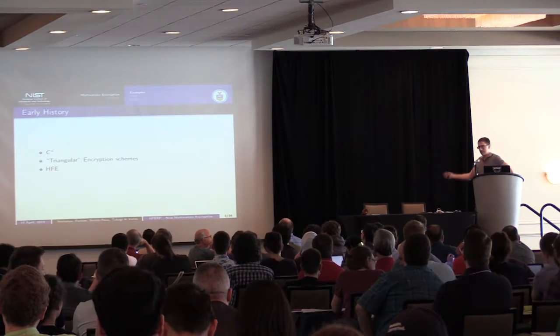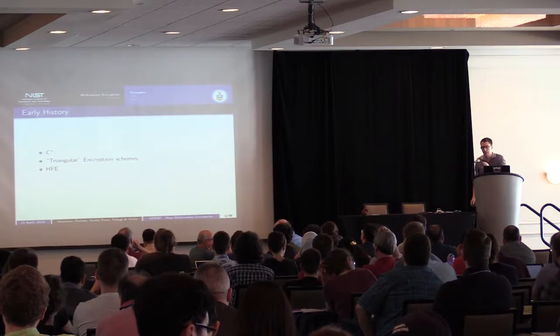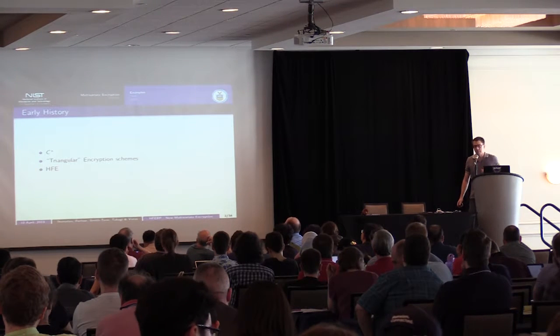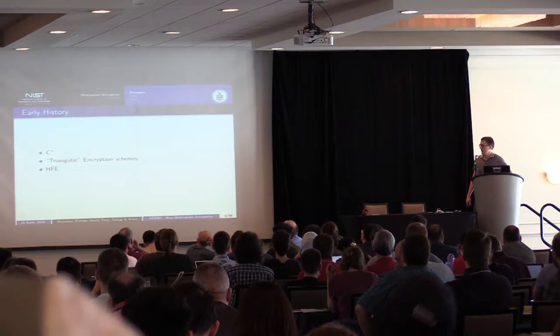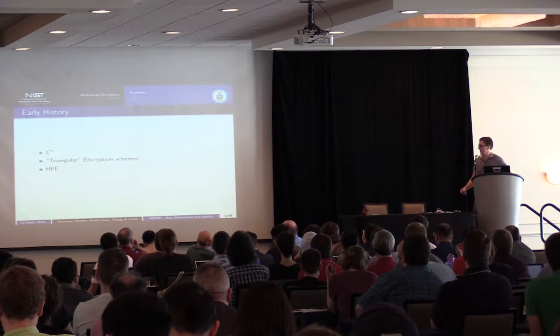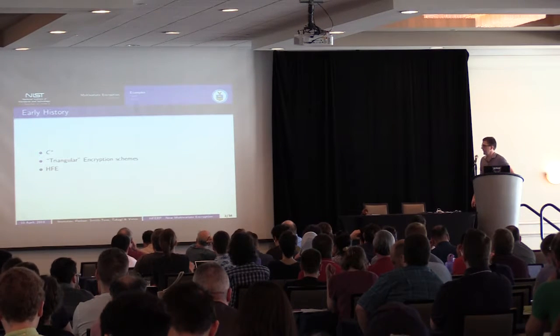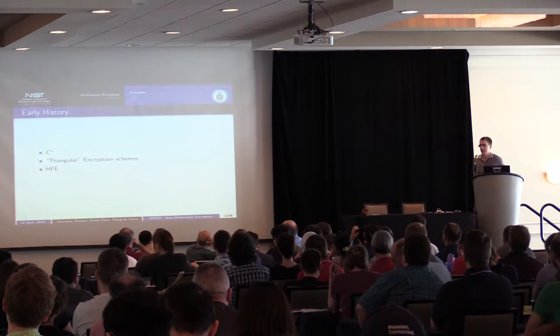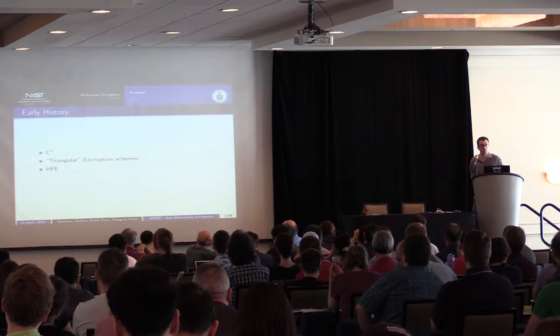we've already discussed multivariate schemes, so I don't need to. All right, maybe that's better. Maybe we don't need to go over the basic construction of multivariate schemes again. So we can just go right into the history of multivariate encryption.